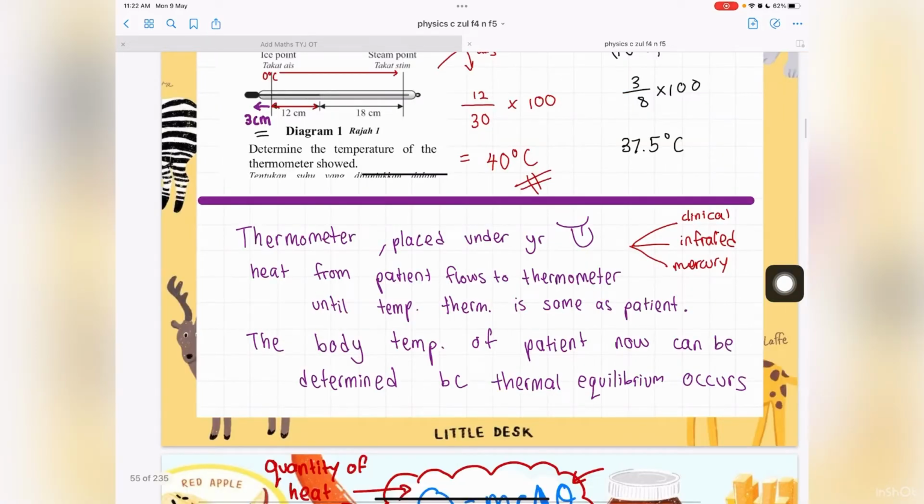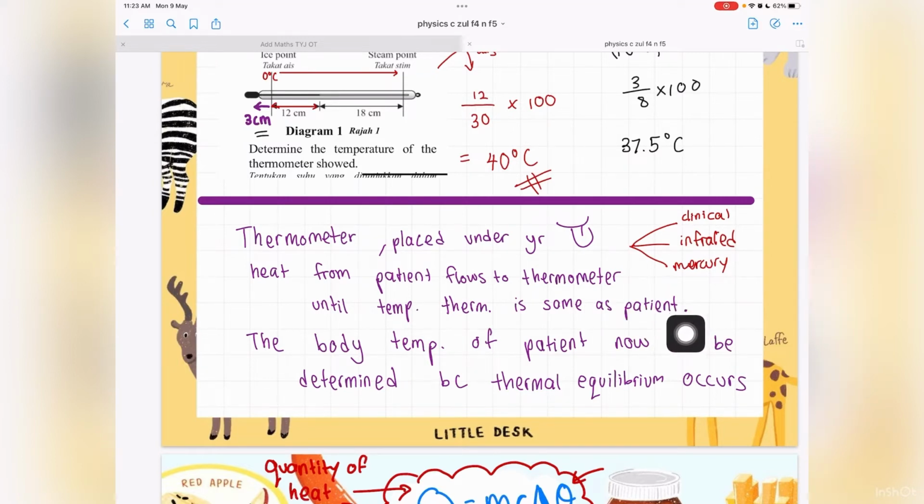So what happens when a thermometer is placed under your tongue? The thermometer can be clinical, infrared, or mercury, but basically when it's placed under your tongue, the same thing will happen, which is thermal equilibrium. Heat from the patient flows to the thermometer until the temperature of the thermometer is the same as the patient. So the body temperature of the patient can now be determined because thermal equilibrium occurs. Both the thermometer and the patient have the same temperature, kan? So now you know the measured degree of hotness or coldness of the patient itself.